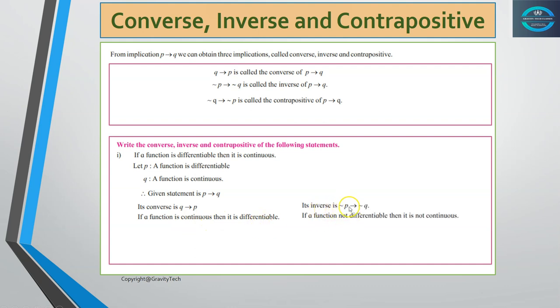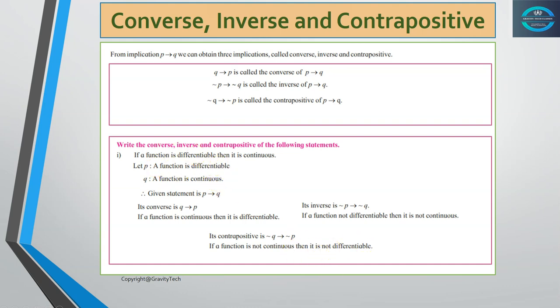What will the inverse be? Negation of P and negation of Q. Negation of P: P is a function is differentiable, so the negation will be, if a function is not differentiable. Negation of Q: the negation of Q will be, a function is not continuous. So then it is not continuous, right? Now the contrapositive. Contrapositive means negation of Q implies negation of P. So negation of Q is, if a function is not continuous, then a function is not differentiable.